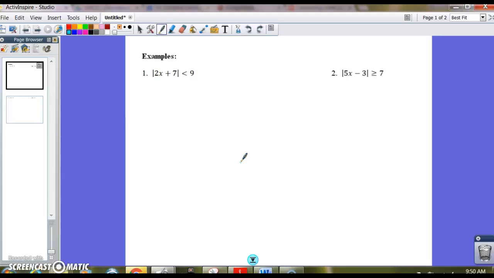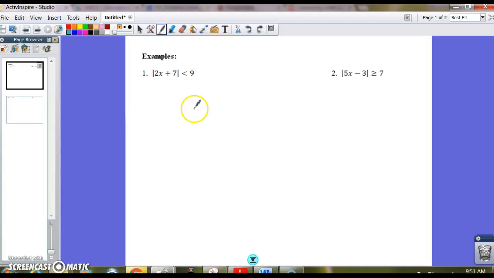Okay, when you are solving absolute value inequalities, there are a series of steps that if you follow them every single time, you will always get the problem right. It's very straightforward. You just have to follow the steps in this order, okay? The first thing you're going to do is make sure that you have the absolute value by itself on one side of the inequality. So right now I do. I have the absolute value of 2x plus 7 is less than 9, so that's all by itself.